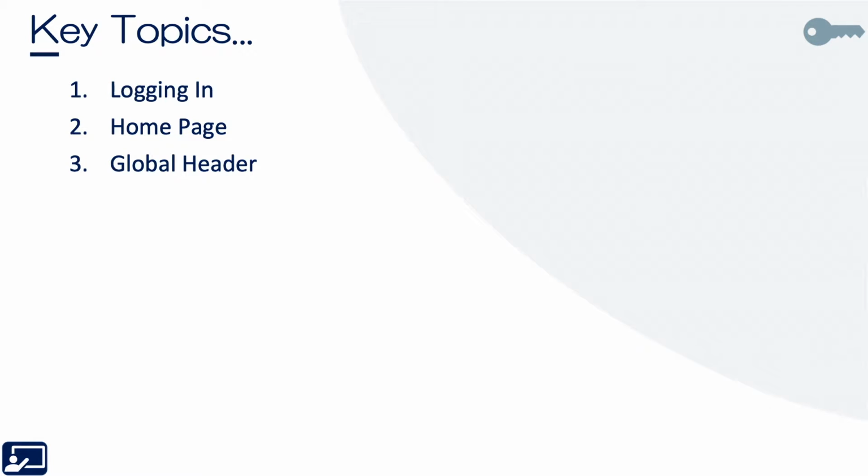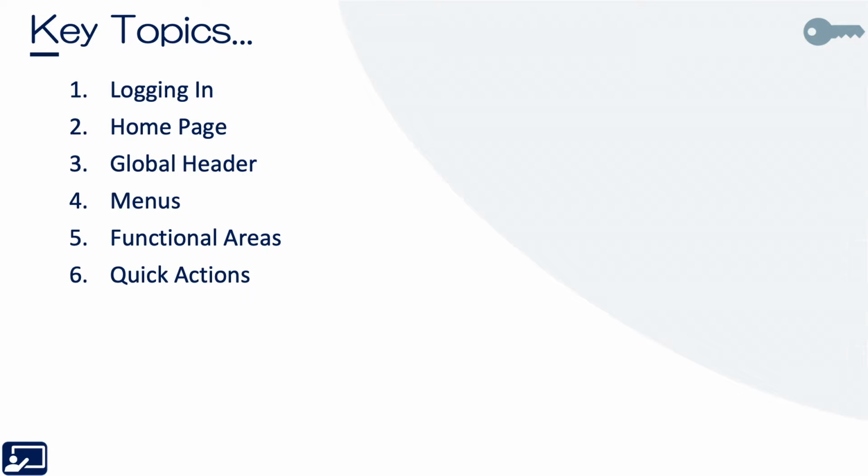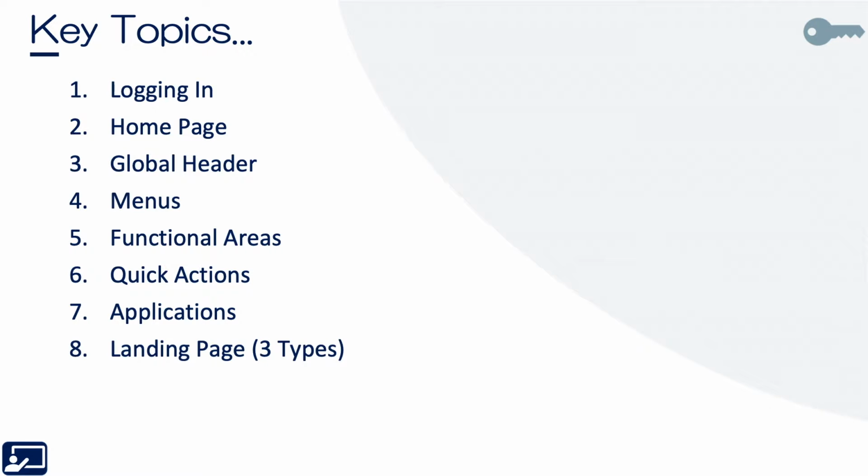Okay, so let's get started. Key topics for this lesson are as follows: logging in, homepage, global header, menus, functional areas, quick actions, applications, landing page, there's 3 different types I'll show you, and finally tasks and the task panel.